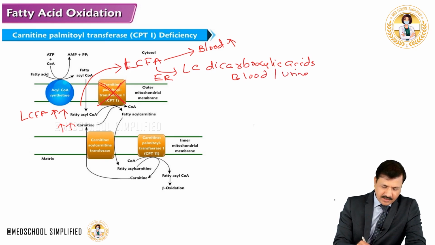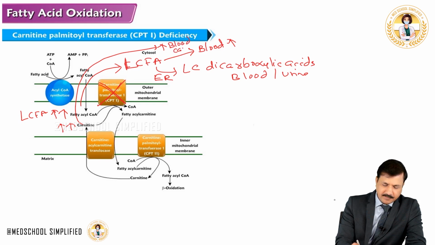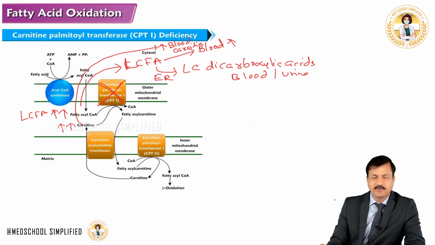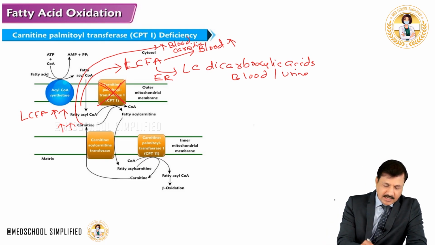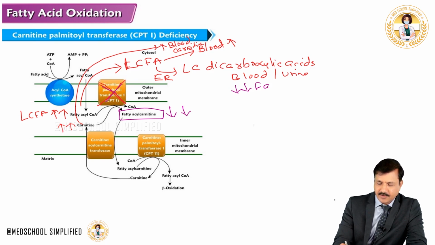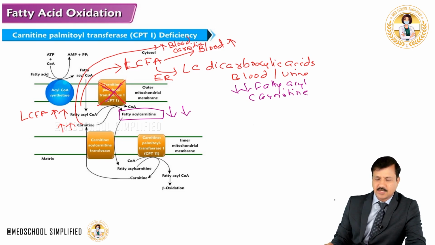Also note that this free carnitine which is elevated will appear in the blood. So there will be an increase in blood levels of free carnitine because it is not consumed. Carnitine levels will be elevated in the blood and also in the urine. And what about fatty acyl carnitine? CPT1 is down, which means fatty acyl carnitine synthesis will be decreased. That's why you are going to see decreased blood levels of fatty acyl carnitine.